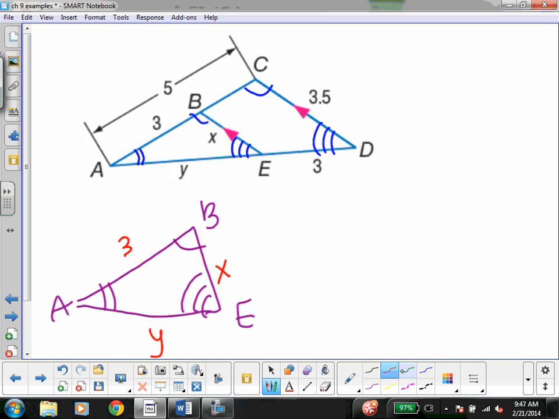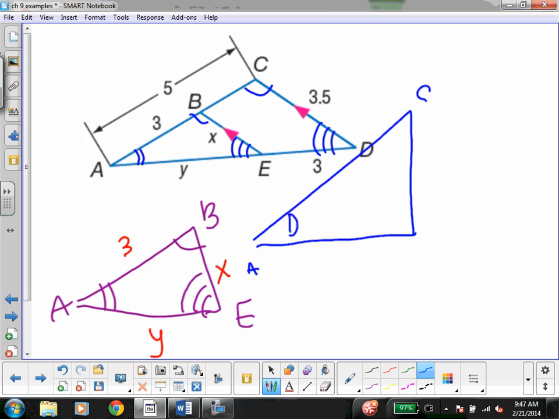Now I'm going to draw the larger triangle, the outside triangle. Again, your pictures don't have to be very exact as long as you label them correctly. So this is A, C, and D. 2 arcs and 3 arcs. And I'll label the measurements. AC is 5. DC is 3.5. And then the tricky part, A all the way to E would have to be Y plus 3.